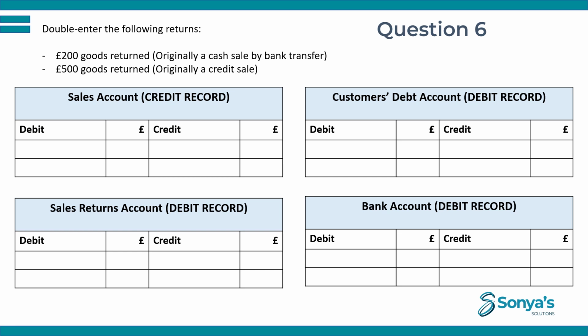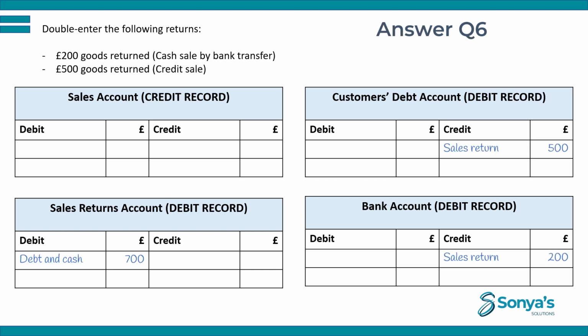Get ready to pause the video to give yourself time to read and answer the question. The sales returns account is a debit record. The opening balance is on the debit side. We need to add the additional returns to it with a debit entry.